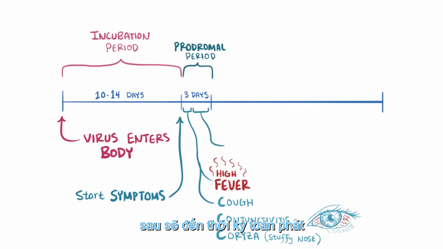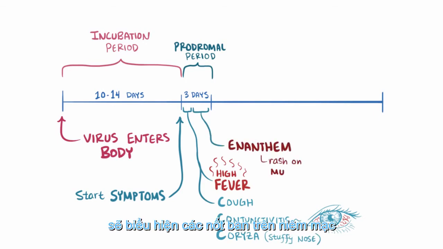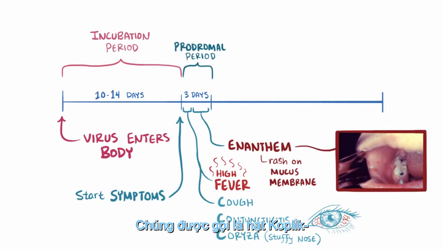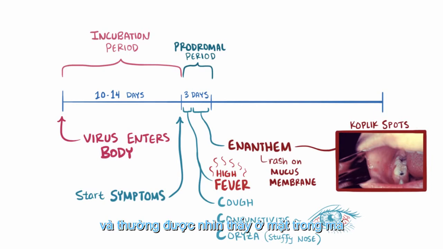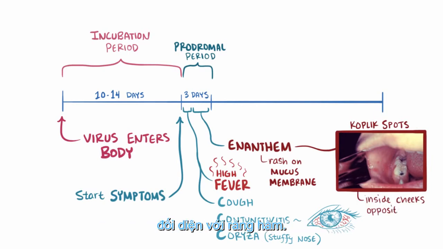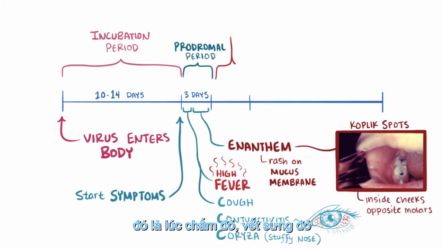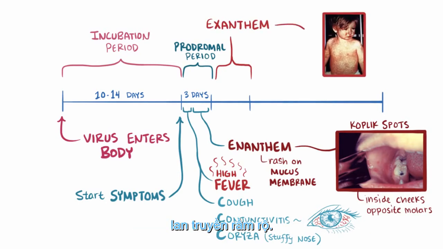1 to 2 days later comes the enanthem, which is a rash on the mucous membranes that looks like salt grains on a wet background. These are called Koplik spots and are small white spots that are commonly seen on the inside of the cheeks opposite the molars. After these initial prodromal symptoms comes the exanthem phase, which is where a red, blotchy, maculopapular rash spreads in a cephalocaudal progression.